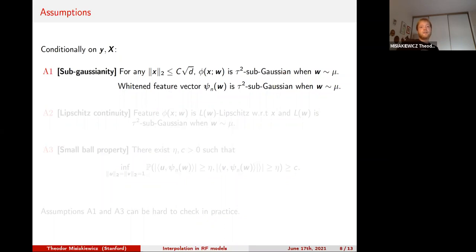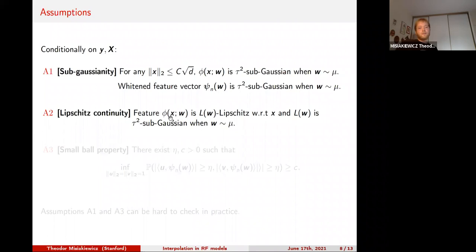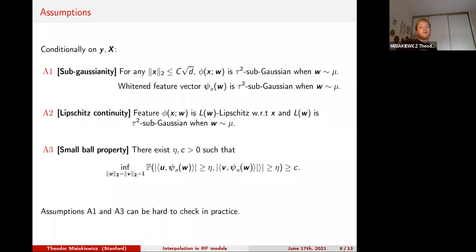We need sub-Gaussianity of the features, Lipschitz continuity of these neurons, and a technical small ball property. We expect the sub-Gaussianity and small ball property to be very mild assumptions. However, they're hard to check in practice. I can go back to these assumptions during the discussion or offline.